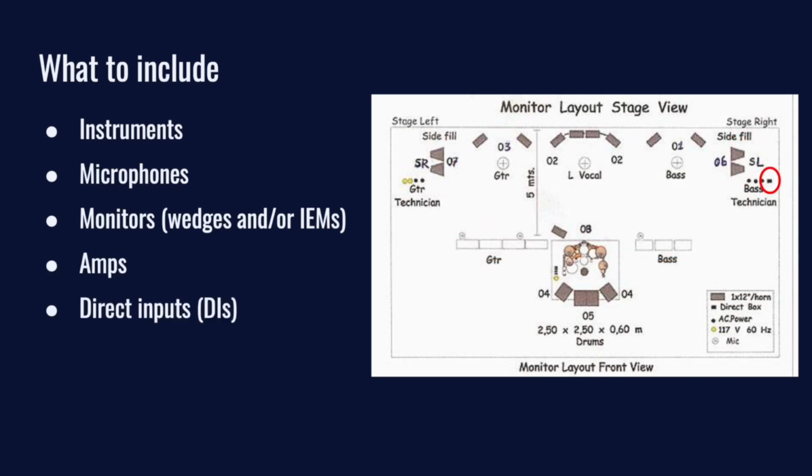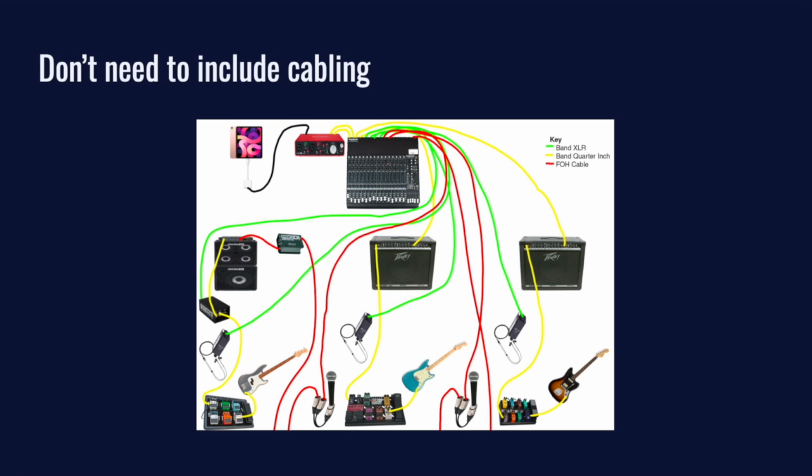direct inputs. You might use a DI box to send bass or keys directly to the PAs. You should also include power drops and the placement of any drum risers, stools, or larger items that you might want on stage. You don't need to include cabling.